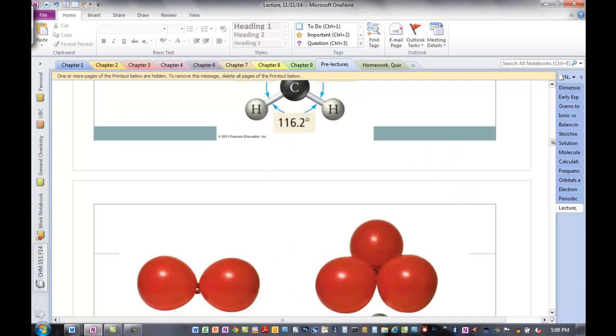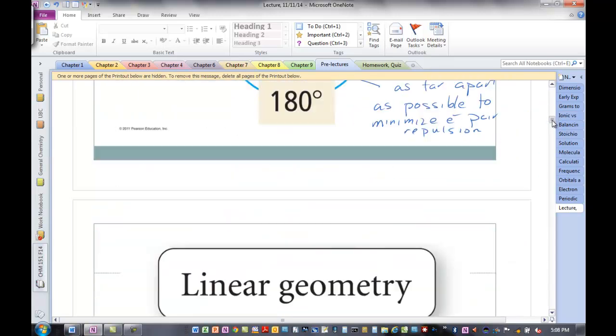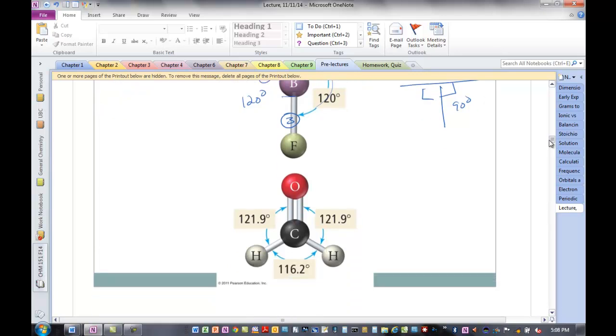Now, again, to re-emphasize, sorry about that, I'm having trouble. I'm going to have to use my mouse to do this. I was trying to use my pen, and it doesn't work as well, as you can see. To re-emphasize, we're going to count a double bond just as 1, 2, 3. Okay, 3 pairs around the central atom, trigonal planar.